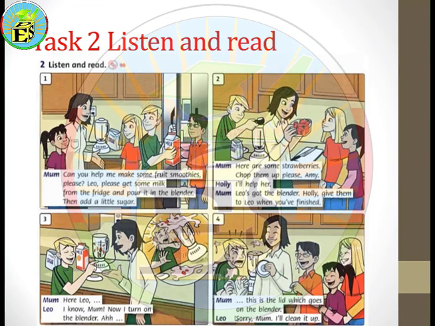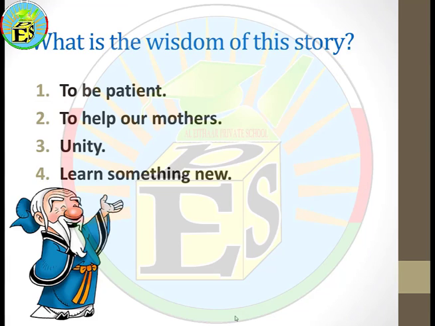So I hope you got it all, and now we will ask ourselves, what do we learn from this story? What is the wisdom? Well, we have some points to talk about. The first one is to be patient. Leo was not patient. He just turned the blender on and he did not wait for his mother's instructions and to put the lid on the top of the blender.